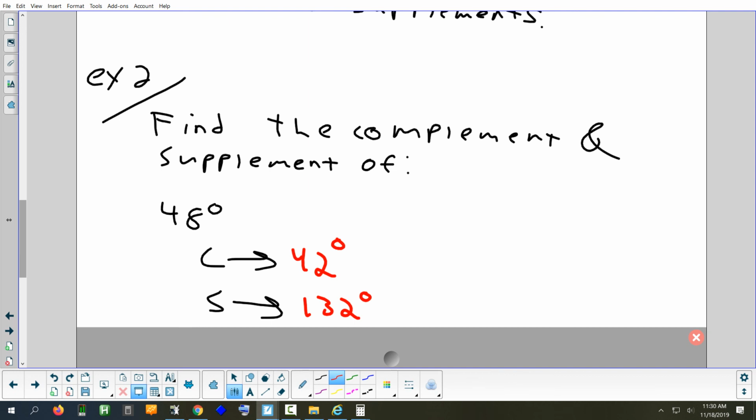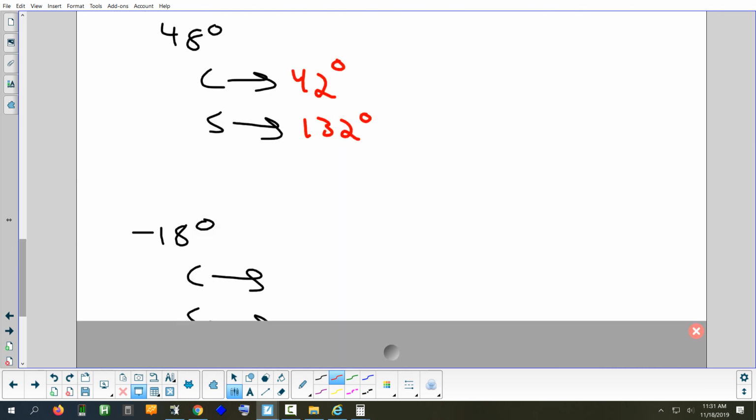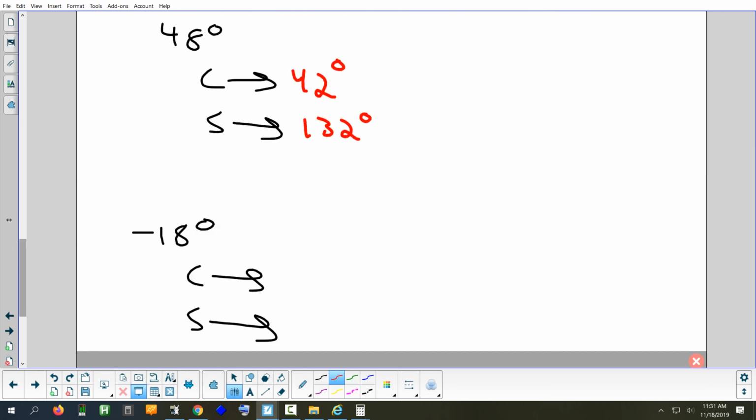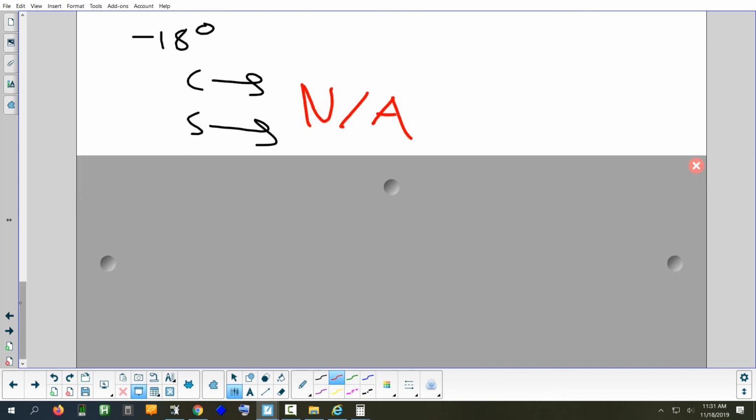Okay, complement, supplement. So in the homework, it might seem like there's kind of a lot of questions, but a lot of them are very quick. Like add 360, minus 360, find the complement, find the supplement. They're not very long problems. What's the complement of negative 18? Doesn't have one. Supplement? Doesn't have one. There are no complements or supplements for negatives.